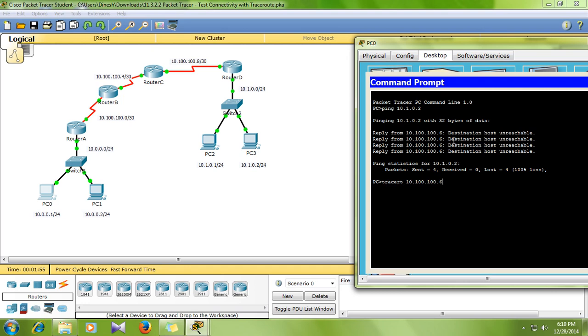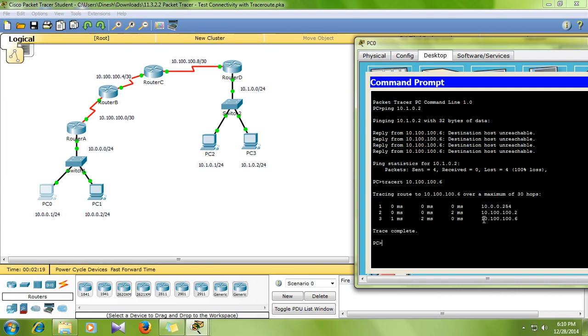Actually, you are getting the reply from here itself, from 10.100.100.6: destination host unreachable. You very well know that if you are getting the reply as destination host unreachable, then either the packet isn't forwarded to the next hop address, or it doesn't have the route. There are two possibilities there.